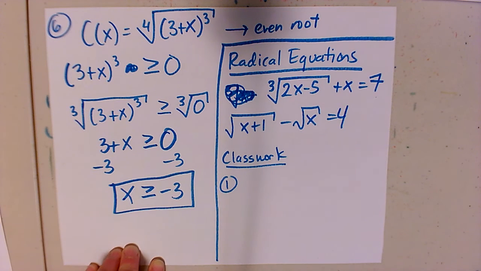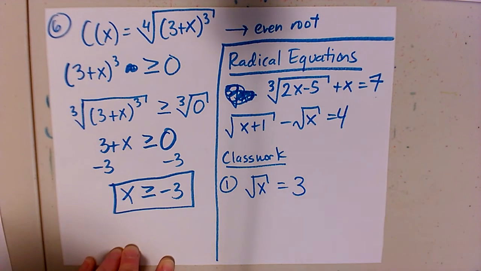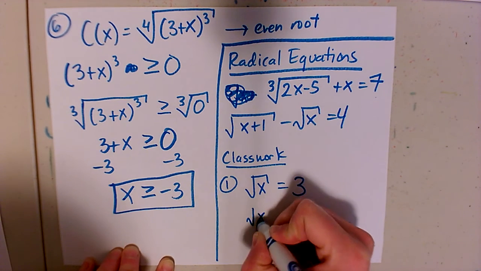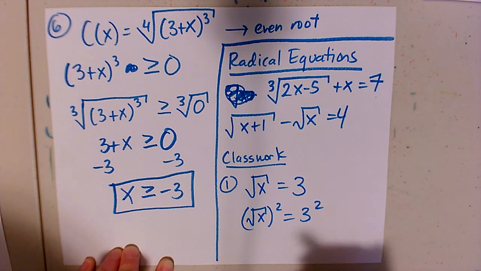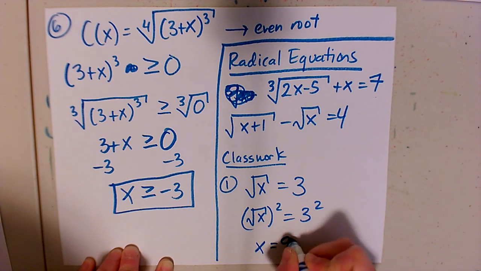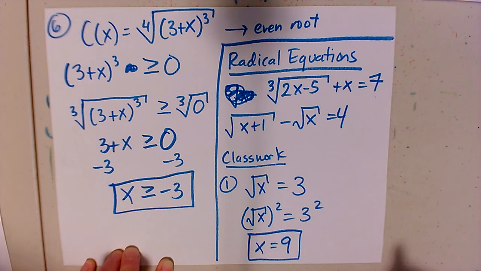So for number 1, I have the square root of x is 3. And so to get rid of that square root, I'm just going to square both sides of the equation. So then I'll get x is 9. And that's my answer, and we're all done. Let's go on to number 2.